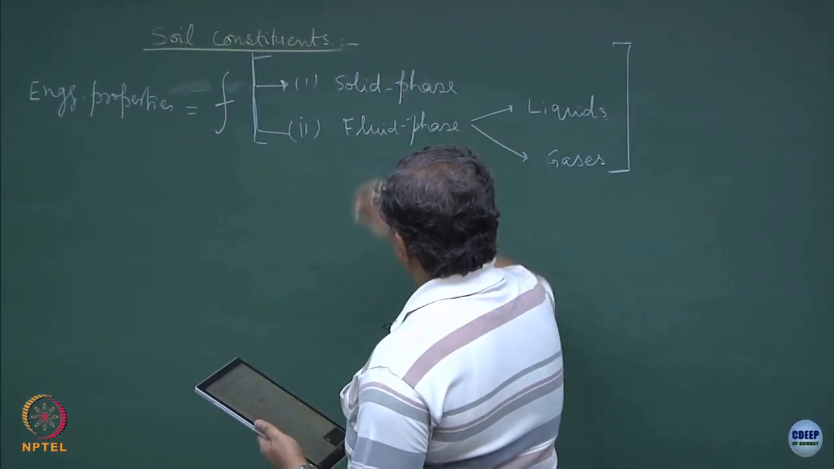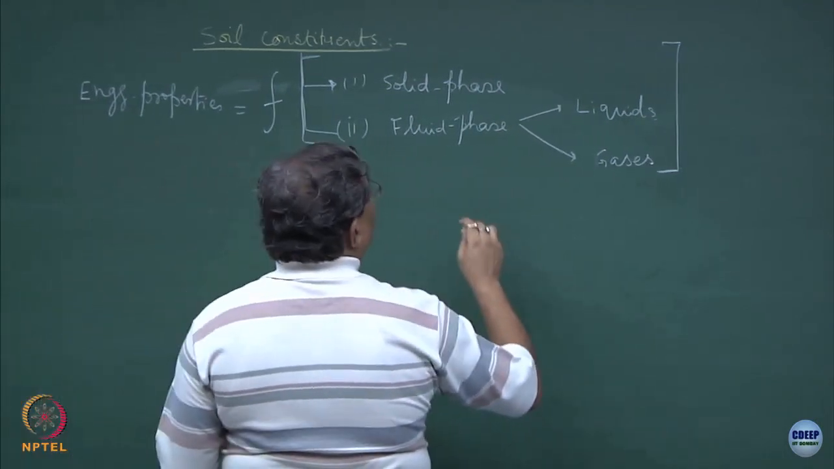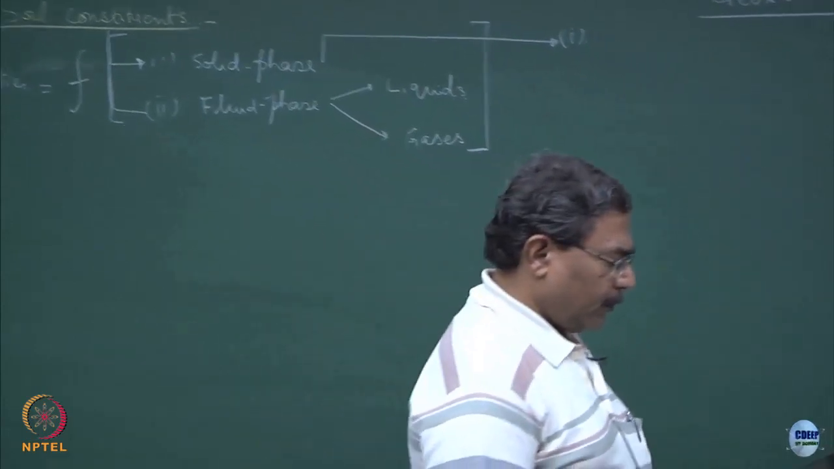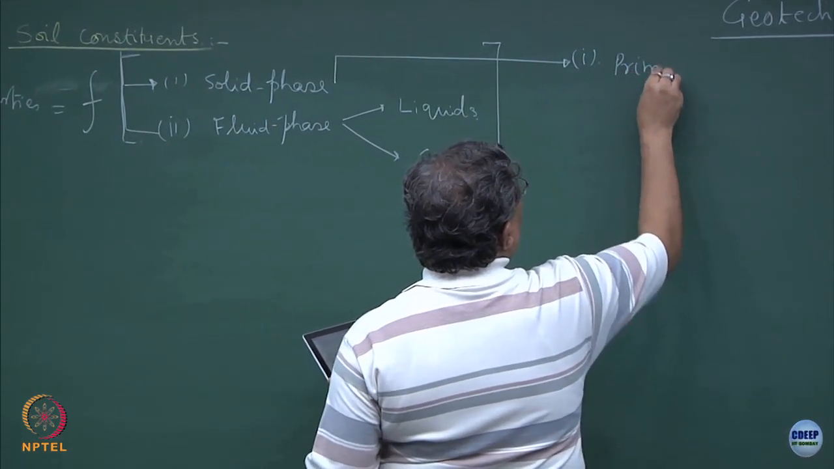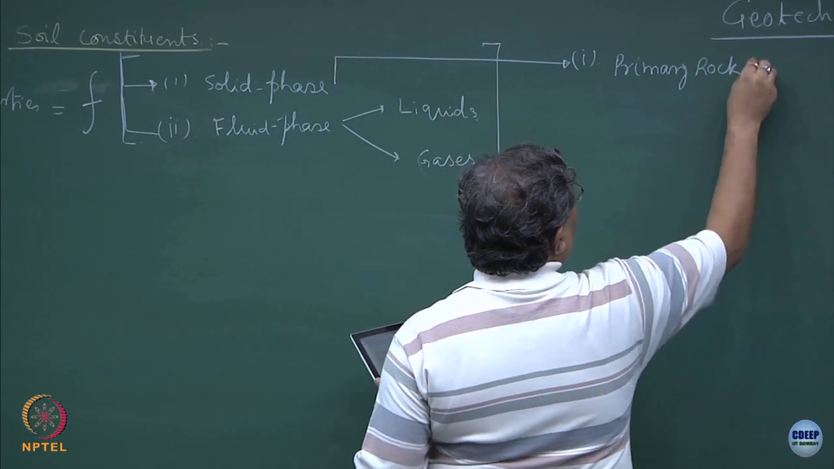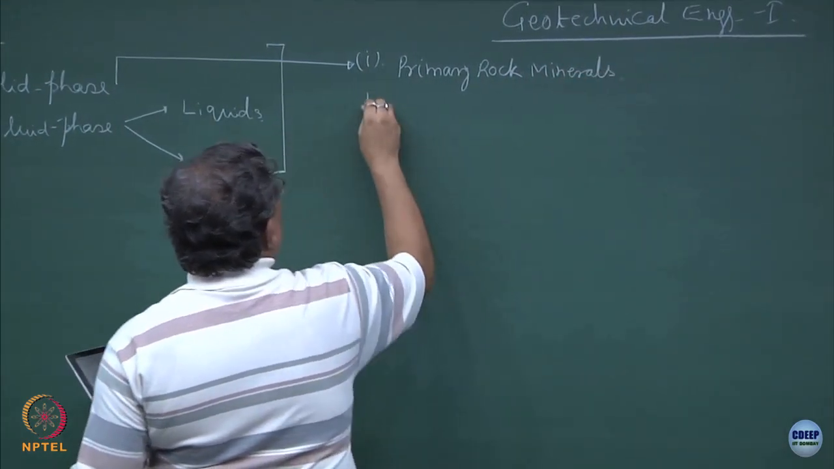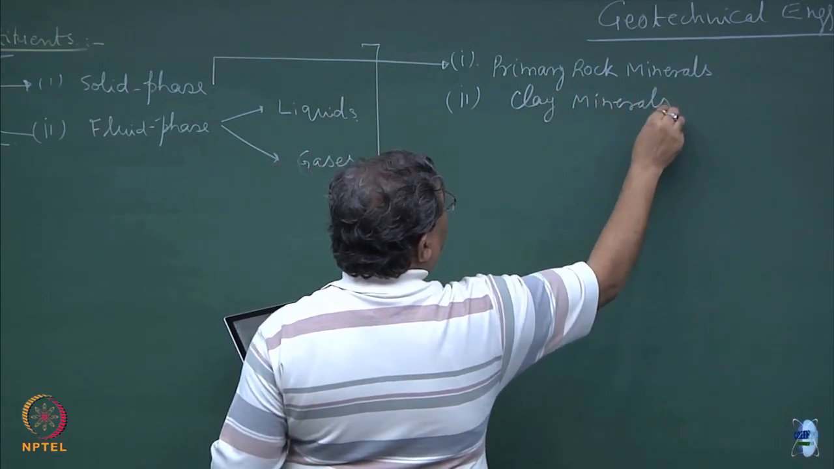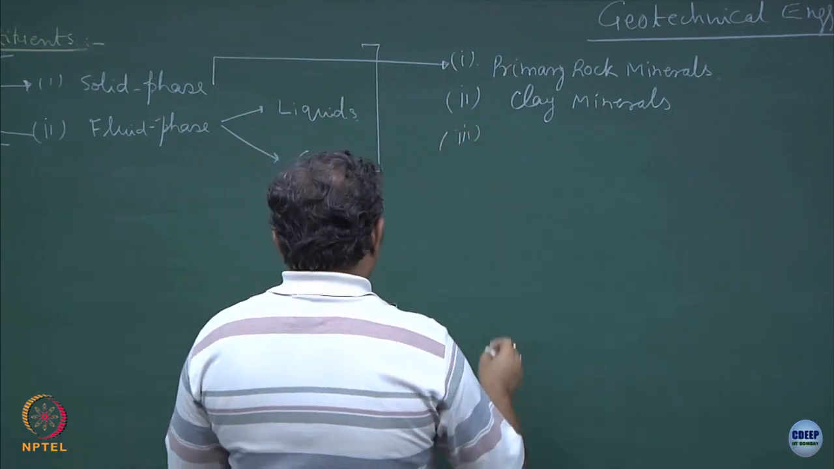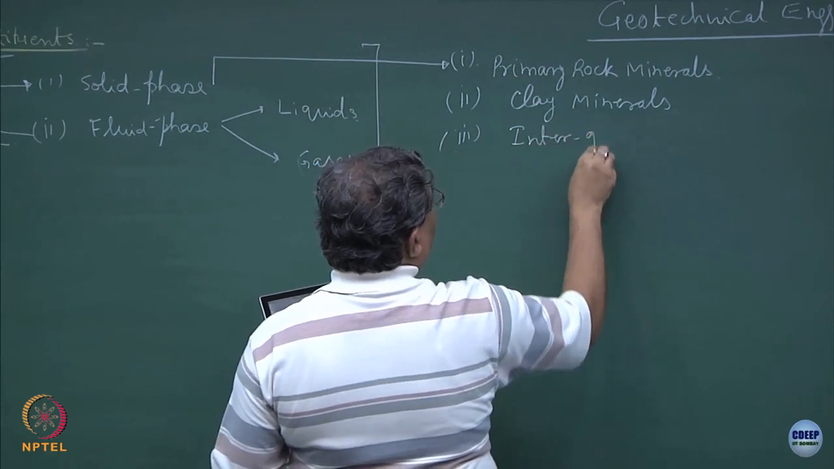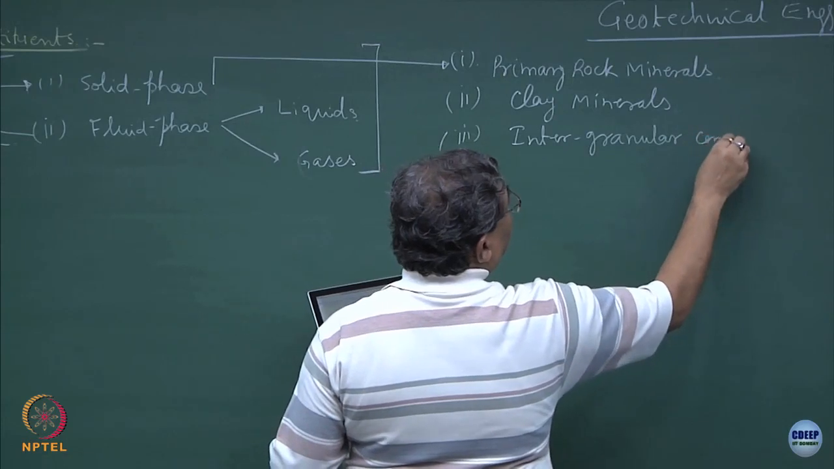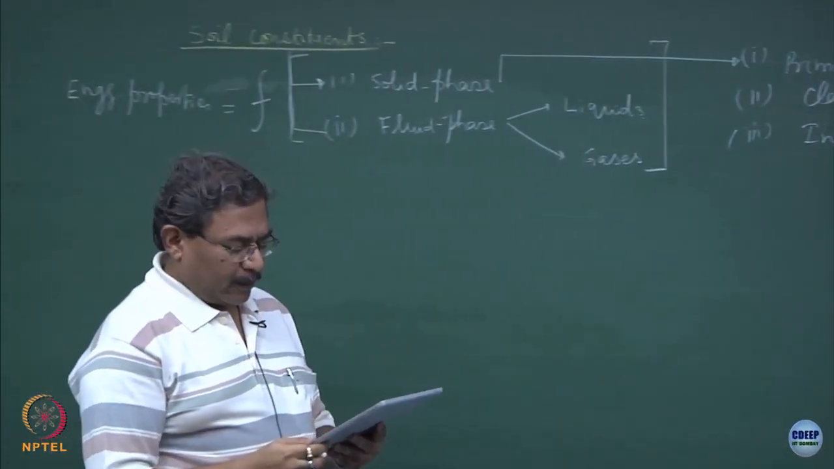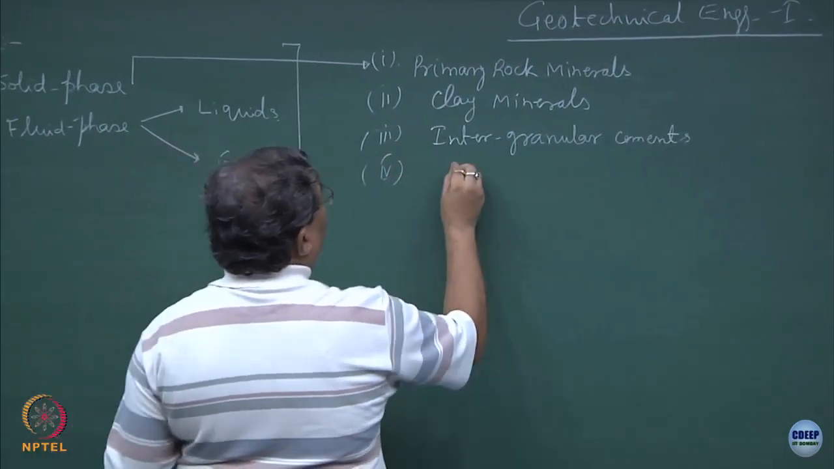Okay, so let us come back to the conventional thing. The solid phase consists of primary rock minerals, clay minerals, and the third one is intergranular cement. Somebody was discussing this in the first lecture, the cementation between two particles; I think I gave you enough logic also. And the fourth one is organic matter.